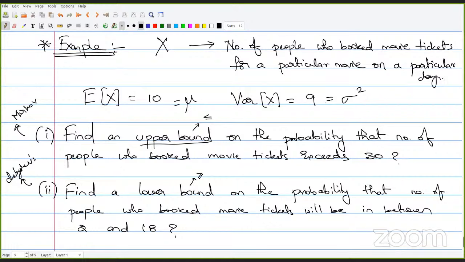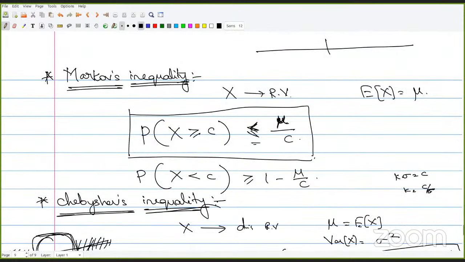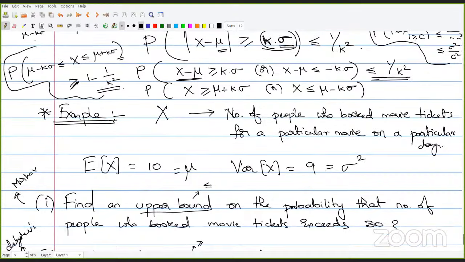Sir, just before the connection was disconnected, we were talking that we cannot generalize that for Markov it is always an upper bound, right? So you took an example. Yes, you wrote this one. See, the probability that X is greater than or equal to C is less than or equal to mu by C. Then the probability that X is less than C will be greater than or equal to 1 minus mu by C. So it becomes a lower bound, right? Yes, so we cannot generalize for Markov.